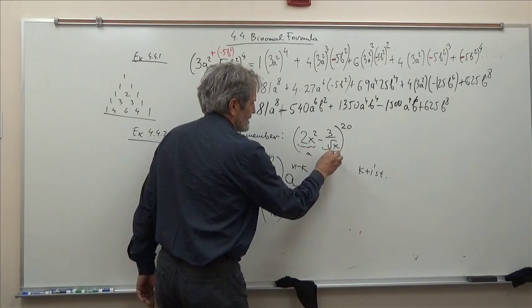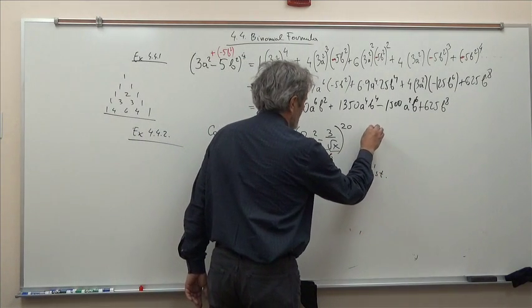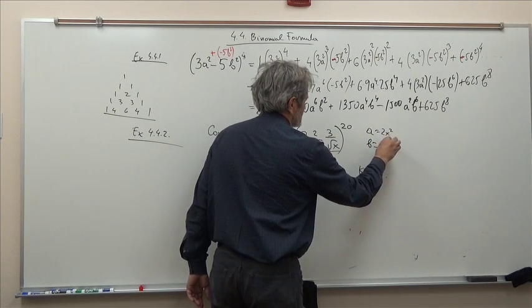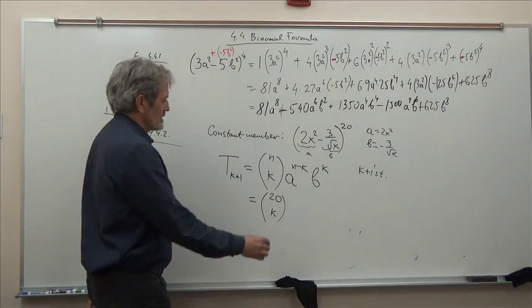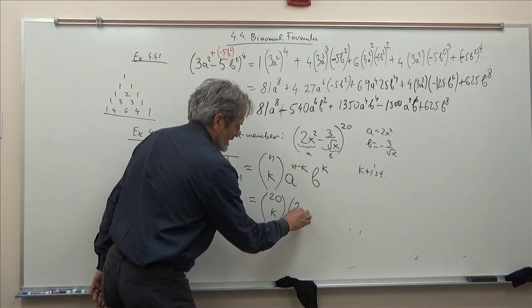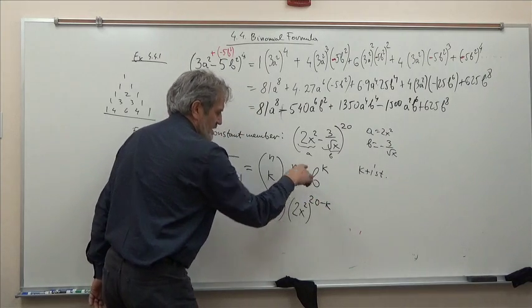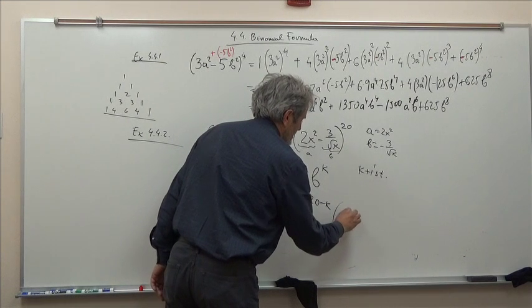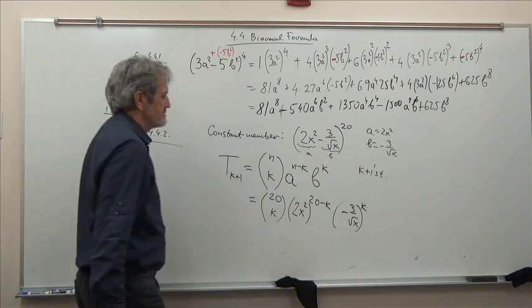This is my b, but be careful, b includes the negative. So I can say on the side, a is 2x squared, b is negative 3 over root x. So it will be 2x squared to the 20 minus k, because n is 20, but k is undisclosed, times negative 3 over root x to the k.